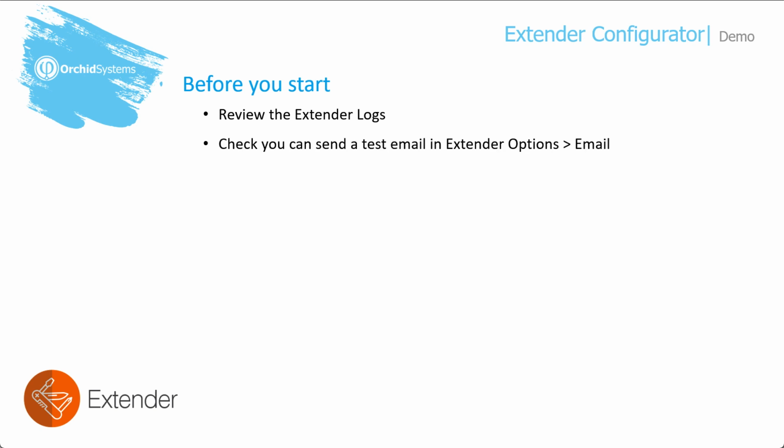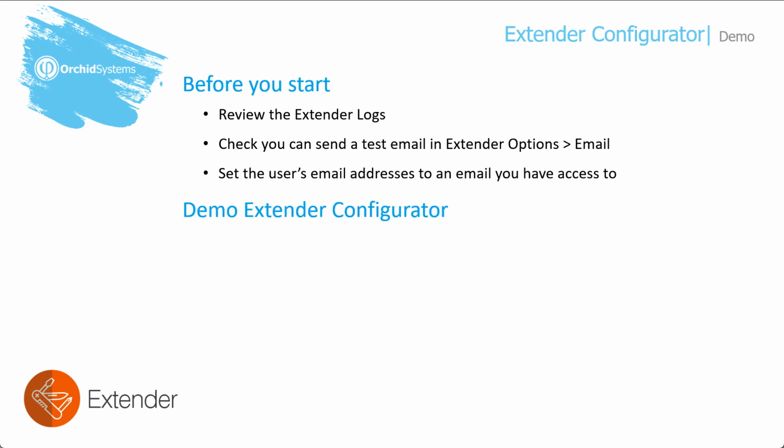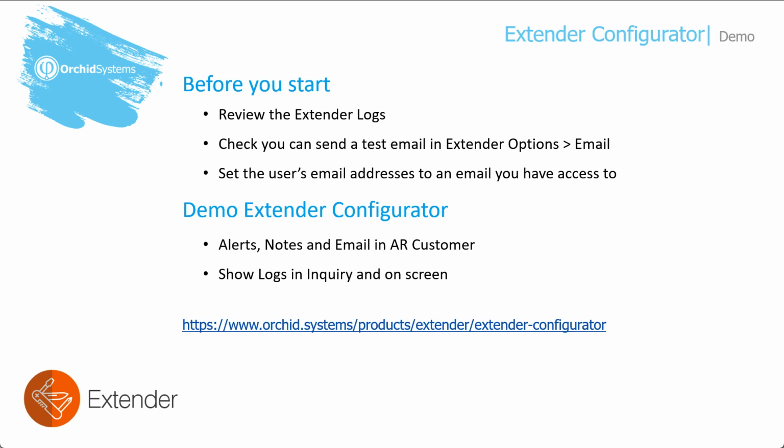Before you start using the sample data, have a look at the Extender inquiries logs to see what is already there. Check that you can send a test email in Extender options. Set the user's email addresses to emails you have access to if you're trying to demonstrate emailing. So in this demonstration, we're going to focus on creating alerts, logging, notes, and emailing in using Extender Configurator and primarily looking at AR Customer. There is a more detailed demonstration on the Orchid website.